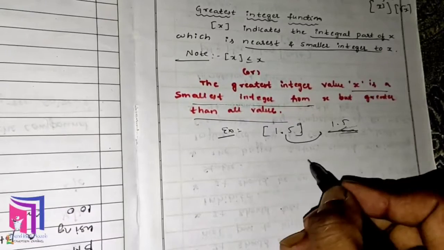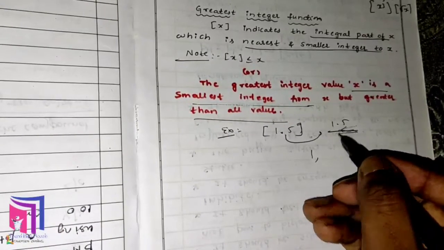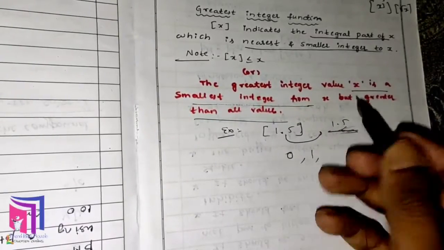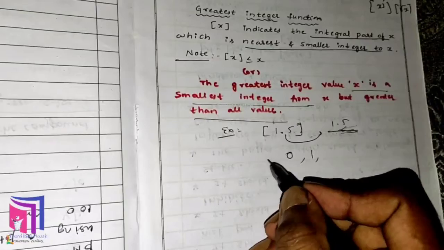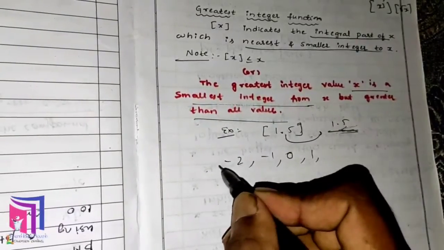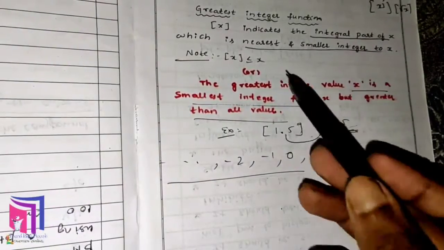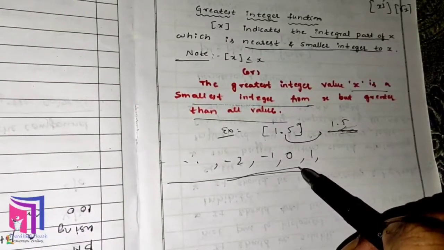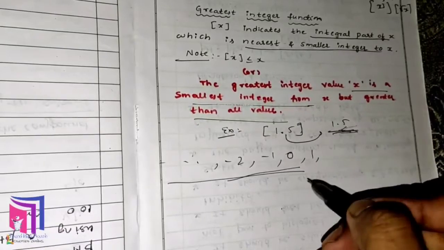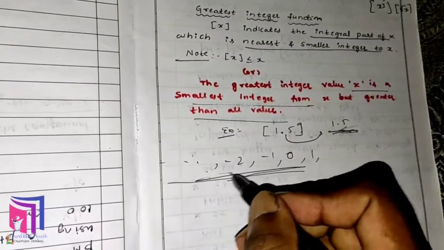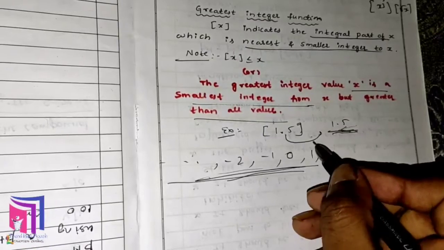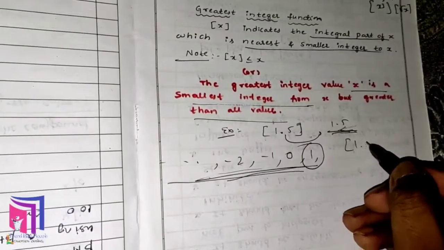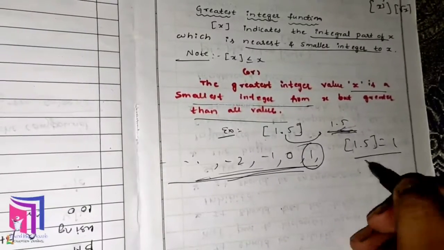Tell me. 1 is a nearest and smaller integer, 0 is also, -1, and like this -2, and so on. These are all the nearest and smaller integers to 1.5. But among all these integers, which one is bigger? Here 1 is the biggest. This is the answer. The greatest integer of 1.5 is equal to 1.